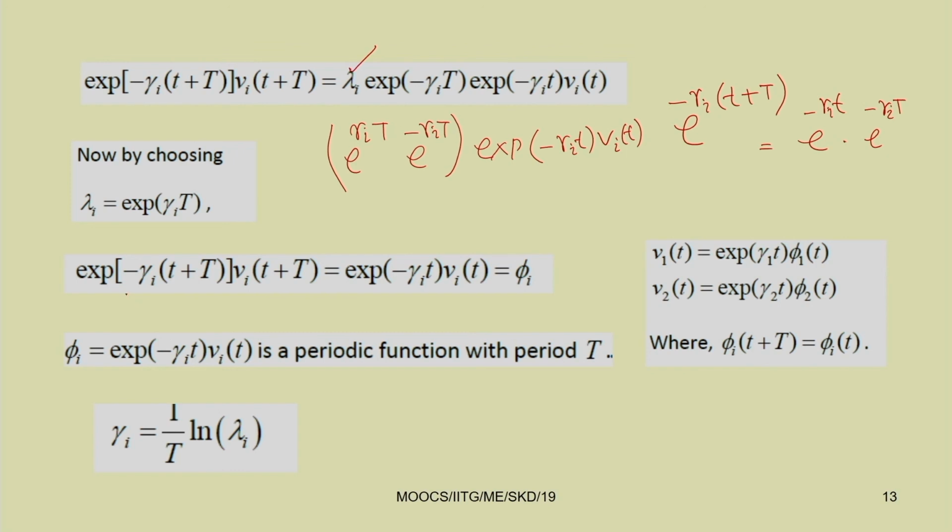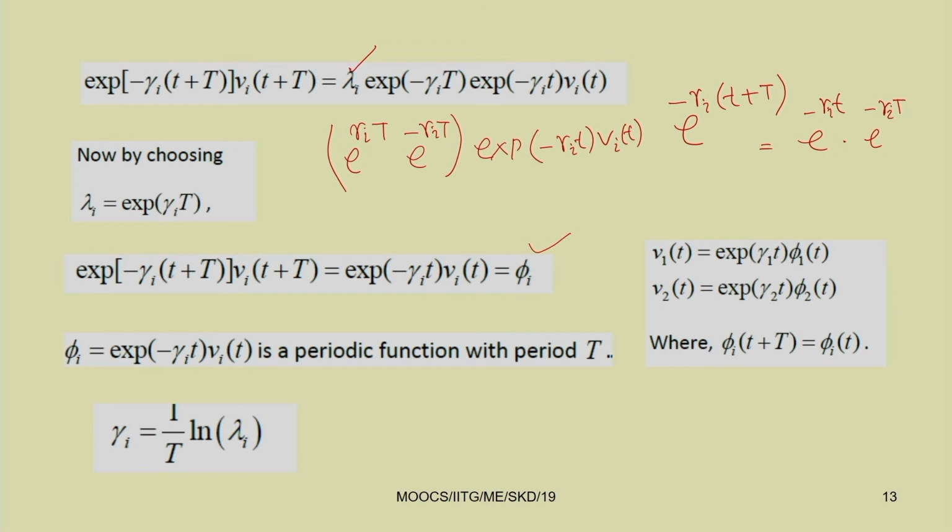But just note this e to the power minus gamma_i (t plus T). What we have observed here is that e to the power minus gamma_i (t plus T) into V_i(t plus T) is nothing but e to the power minus gamma_i t into V_i(t). This term we can write as phi_i(t) also. If V_1(t) and V_2(t) are two solutions, then this multiplication e to the power minus gamma_i t V_i(t), which can be written as phi_i(t), will also be a solution. So from this you can write V_i(t) equal to phi_i(t) into e to the power gamma_i t.